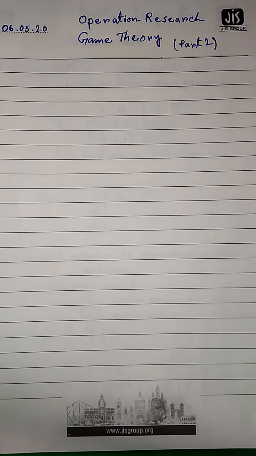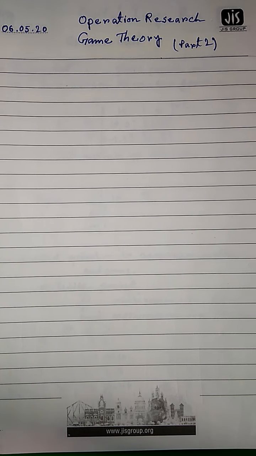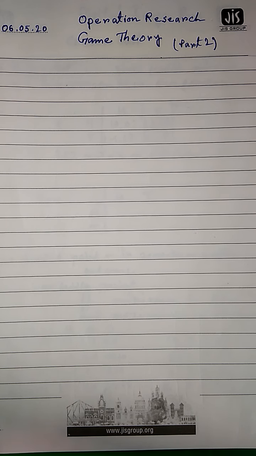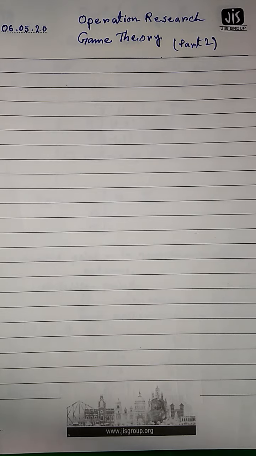Hi, today I will teach you Operation Research. This is Game Theory Part 2 and I will teach about the payoff matrix. Payoff matrix is about a two-person zero-sum game. This is an M cross N matrix which gives the possible outcome of a two-person zero-sum game.